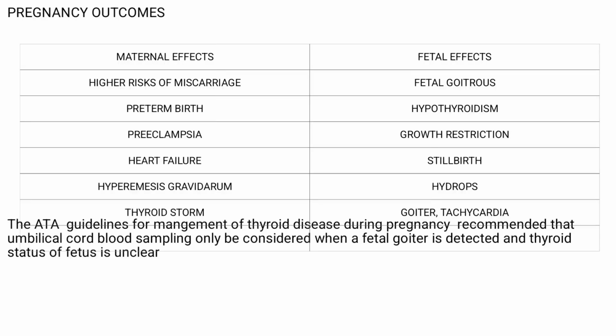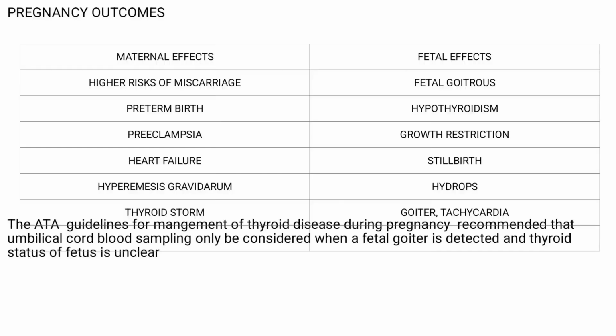So what are the pregnancy outcomes and the fetal effects in case of hyperthyroidism? For maternal effects, there could be a high risk of miscarriage or abortions, risk of preterm birth, preeclampsia, risk of heart failure, risk of hyperemesis gravidarum, and thyroid storm can also be seen. While the fetus can have fetal goiter, fetal hypothyroidism, growth restriction, stillbirth, hydrops, and tachycardia.